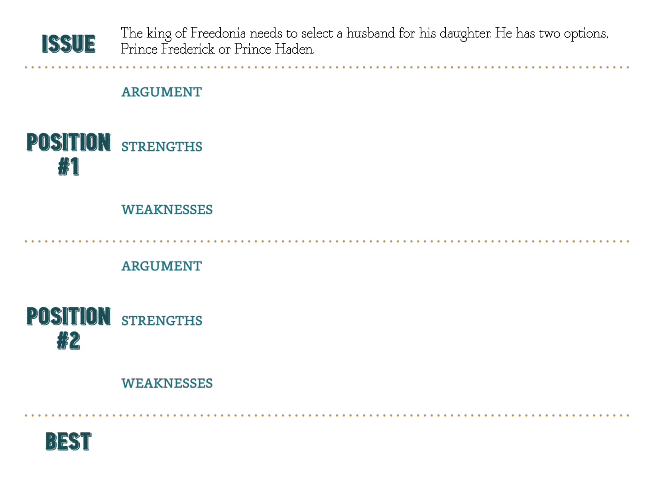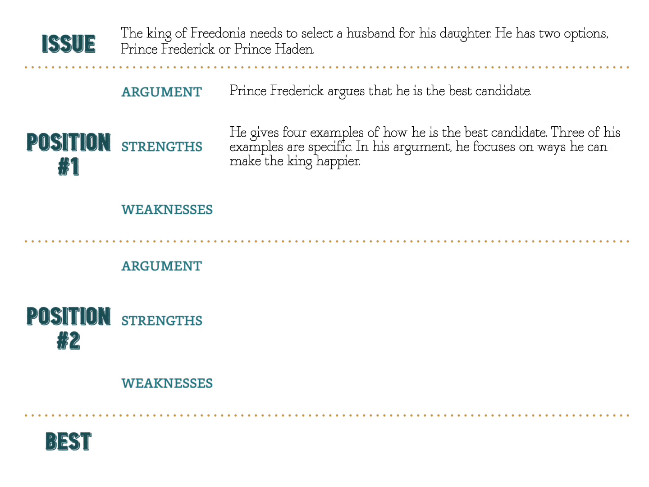to select a husband for his daughter, and he has two options, Prince Frederick or Prince Hayden. Prince Frederick argues that he is the best candidate. The strengths of his argument: he gives 4 examples of how he is the best candidate. 3 of his examples are specific. In his argument, he focuses on ways he can make the king happier, which is valid.